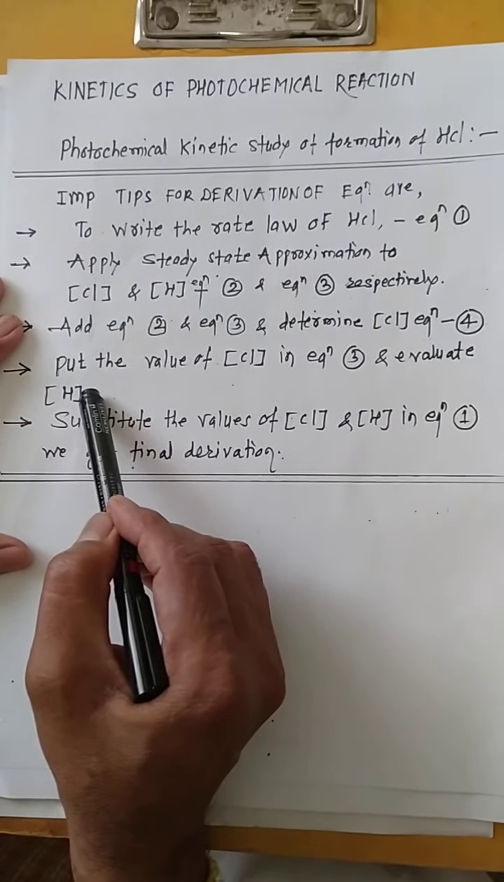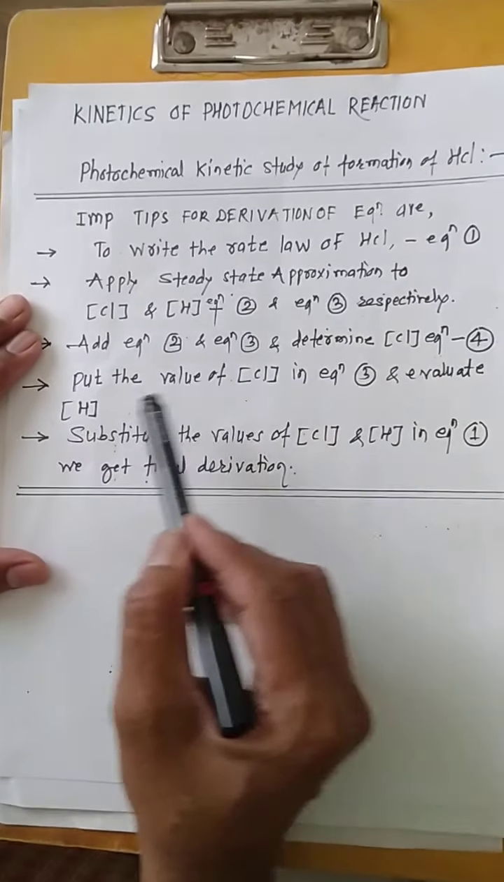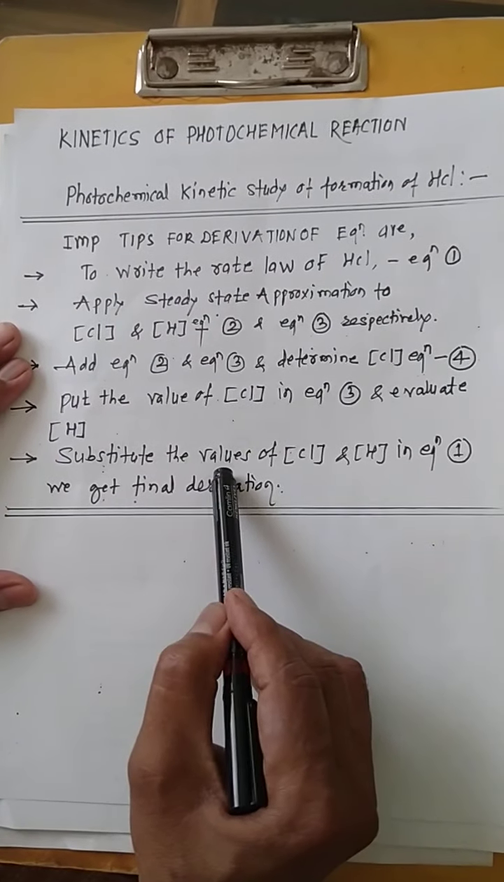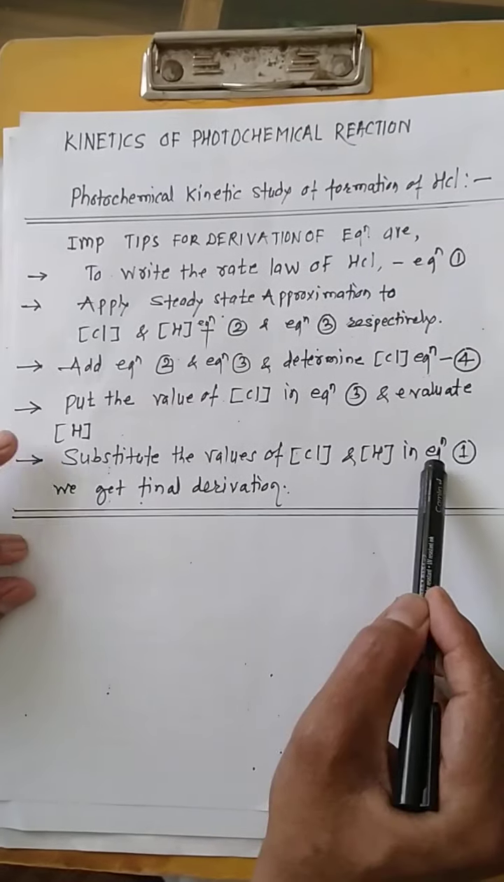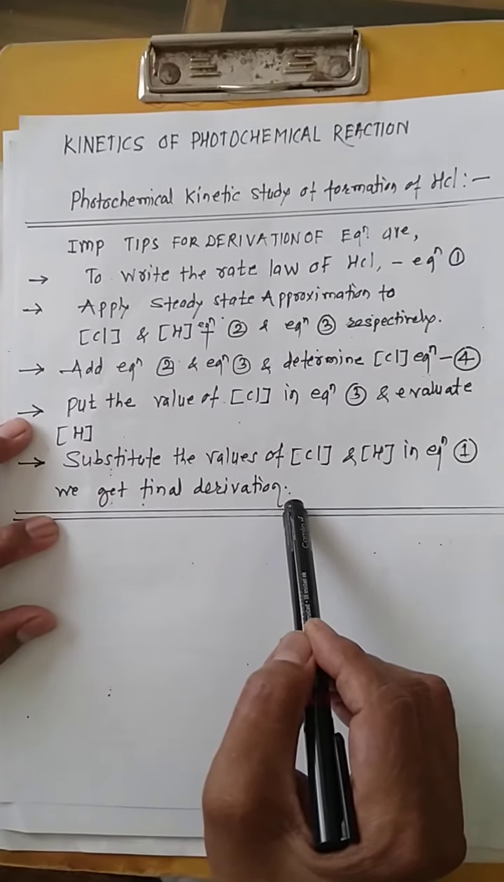Now, having determined the values of concentration of Cl and concentration of H, substitute these values of concentration of Cl and concentration of H in equation 1. We get the final derivation of kinetics of formation of HCl.